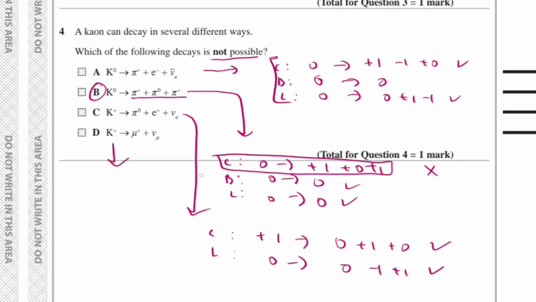Let's see option D, charge and lepton. Charge is +1 with +1, 0, so it is conserved. Our lepton is going to be 0 here, and as this is an anti-muon, it's going to be -1, plus this is the muon neutrino, it is +1, it is conserved, so the only option is B.